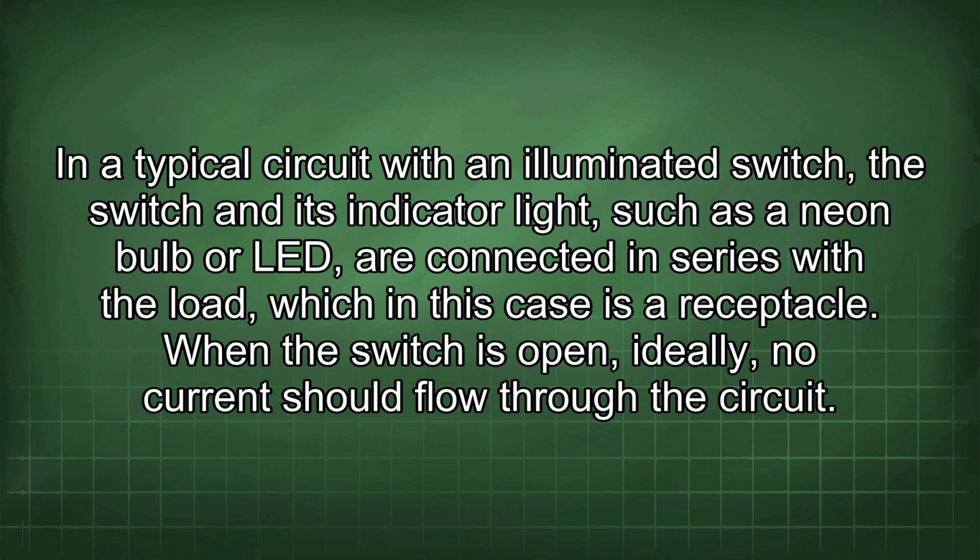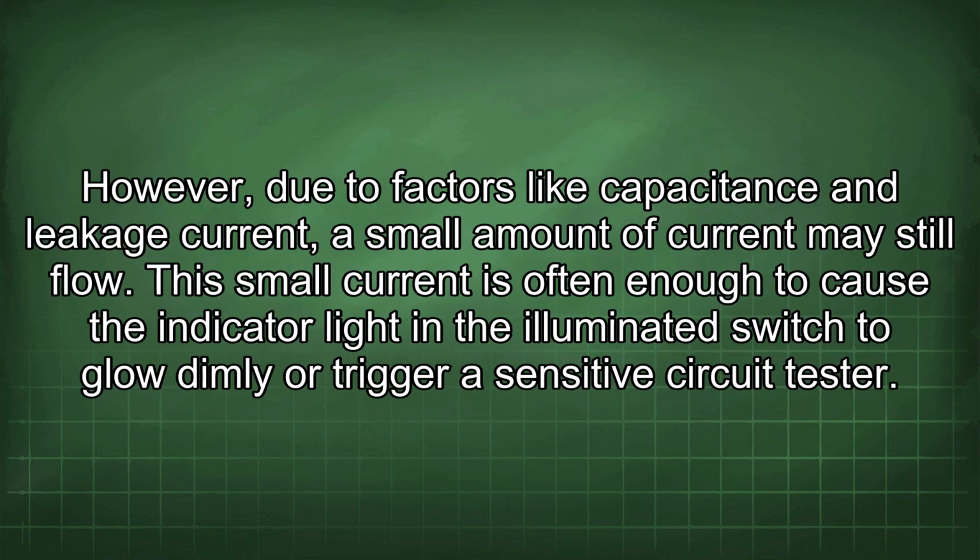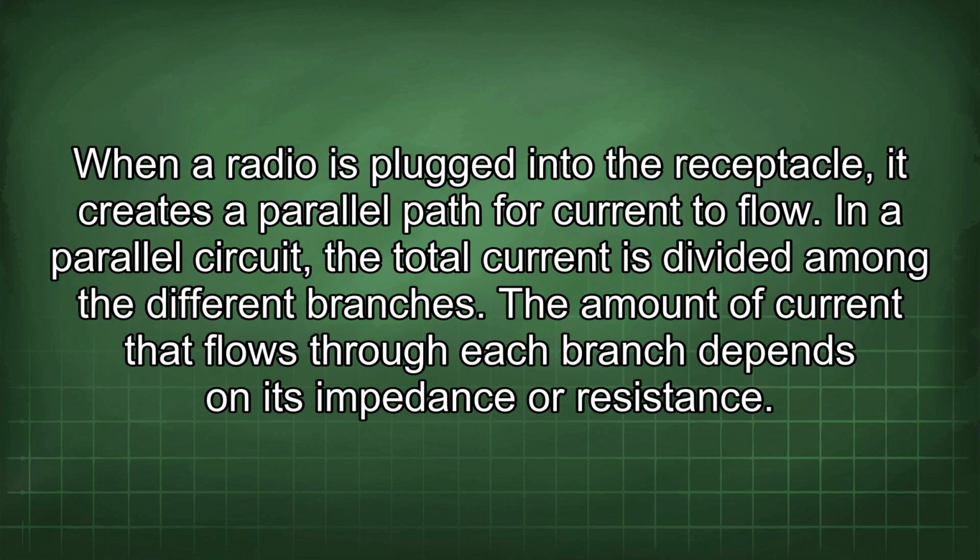When the switch is open, ideally, no current should flow through the circuit. However, due to factors like capacitance and leakage current, a small amount of current may still flow. This small current is often enough to cause the indicator light in the illuminated switch to glow dimly or trigger a sensitive circuit tester. When a radio is plugged into the receptacle, it creates a parallel path for current to flow.